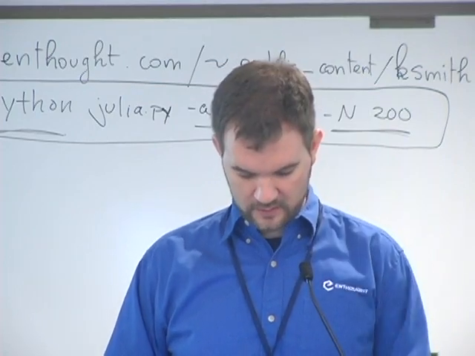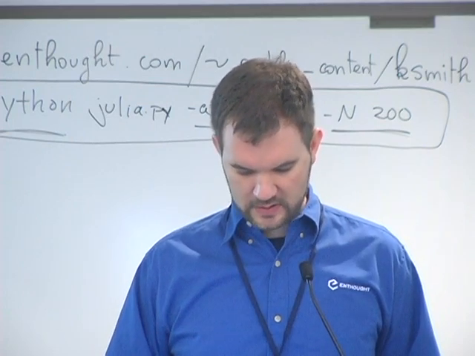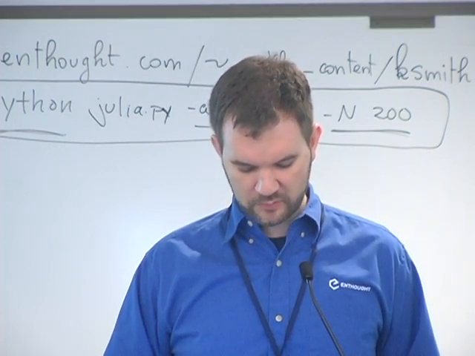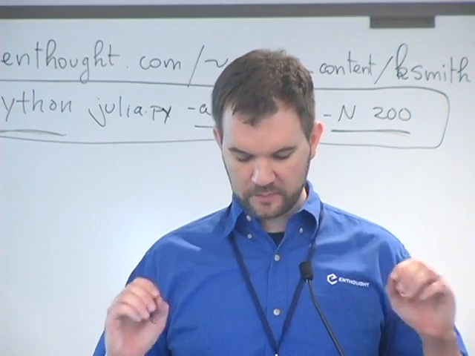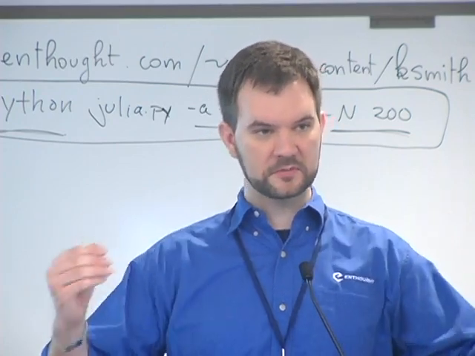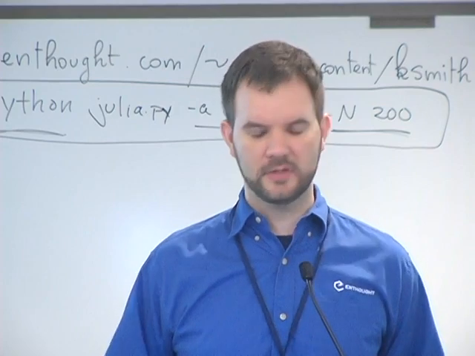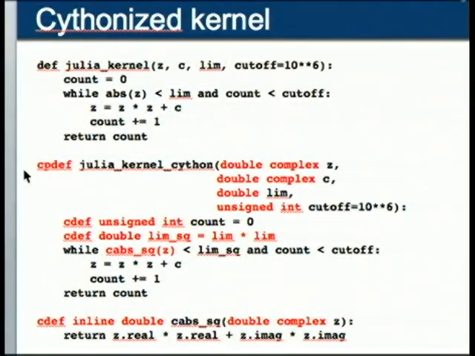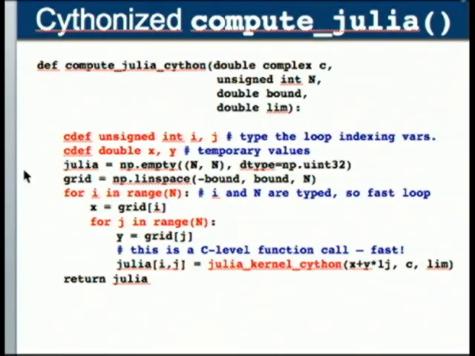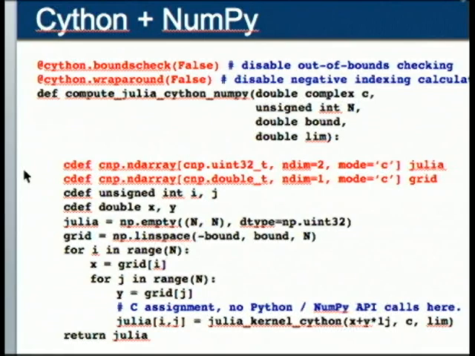Good question. So the general point is we've started with our general Python version, and we just incrementally added typing information. Here we're adding our first version of typing information to the kernel. Now we're adding typing information to the compute Julia function. Now we're going in there and adding more information about Numpy arrays.